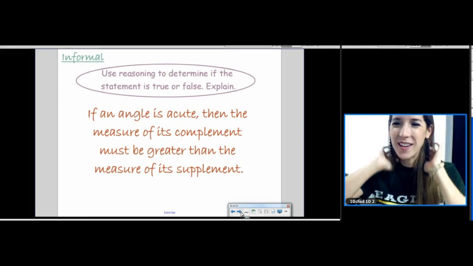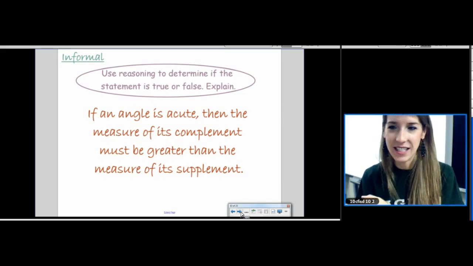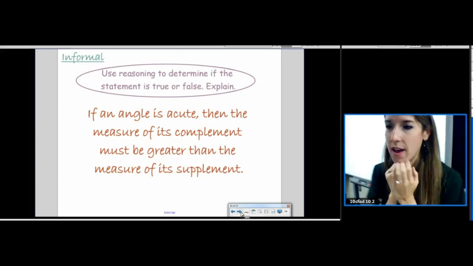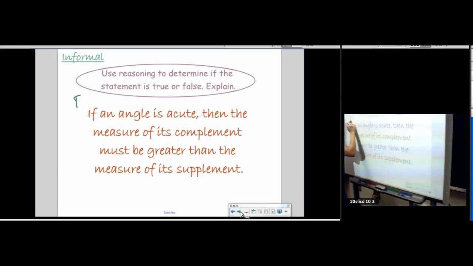Okay, everyone's saying false. If an angle is acute, then the measure of its complement must be greater than the measure of its supplement. That's just craziness. That's just a weird sentence. But we need to say false, and then we need to back it up, okay? So we know that it's false. That's great. But we can't always just get away with writing our answer. Sometimes we need to explain it.